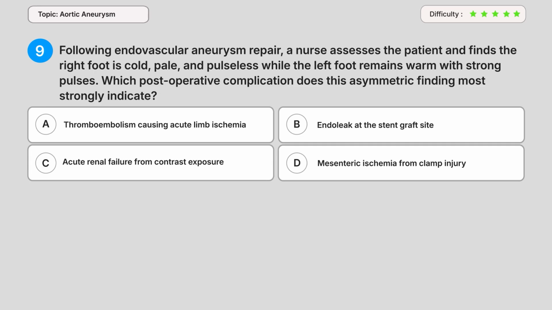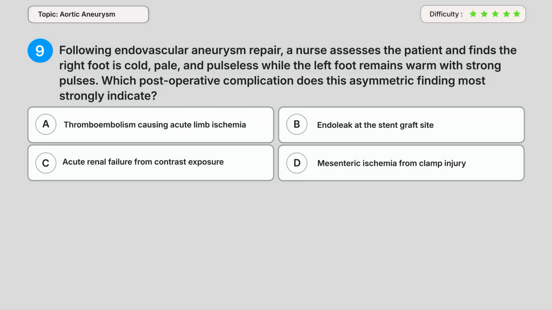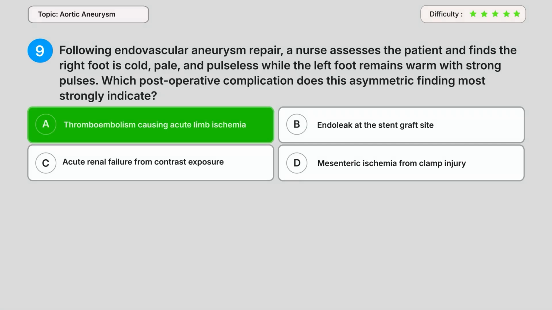B. Endoleak at the stent graft site. C. Acute renal failure from contrast exposure. D. Mesenteric ischemia from clamp injury. Do you know the answer? Correct answer. A. Thromboembolism causing acute limb ischemia.